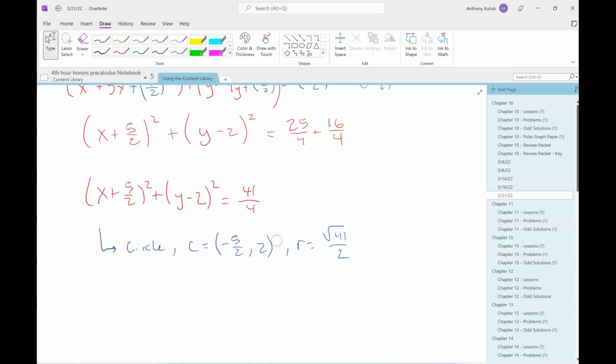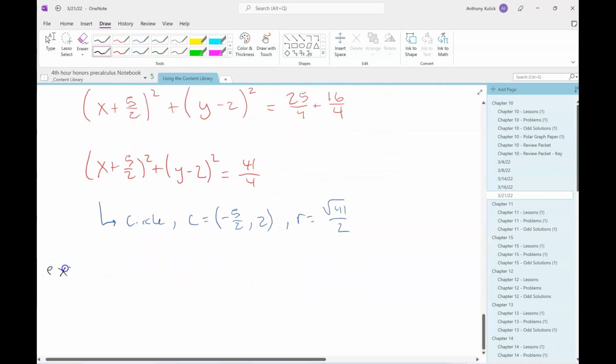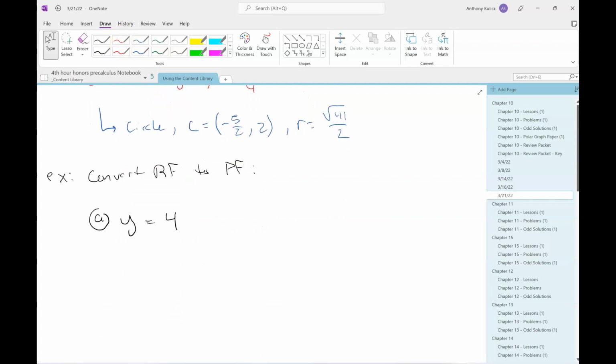What if we want to do the reverse direction? What if we want to go from rectangular function to polar function? Well, let's start with something easy. Say y equals 4. Well, that's pretty easy. What's y? R sine theta. Yeah, that's correct.